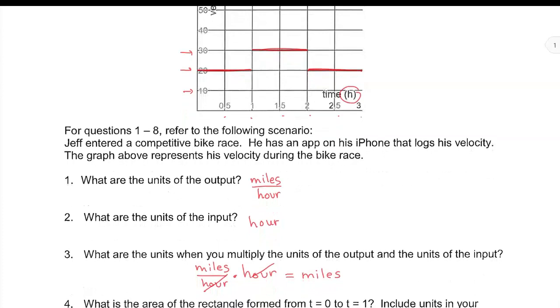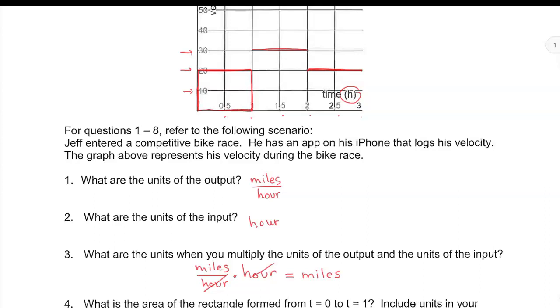And as you know, when you find area of a rectangle, the first one's going to be from t equals 0 to t equals 1. I'm going to actually outline that. This region is in the shape of a rectangle, and you know that the formula for area of a rectangle is base times height. We're going to be multiplying the units along the bottom, the x-axis, times the units going vertical. So those are the y-axis units. So when we multiply the units together, the hours cancel.